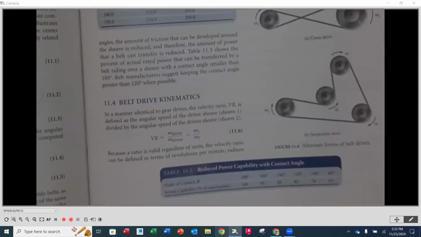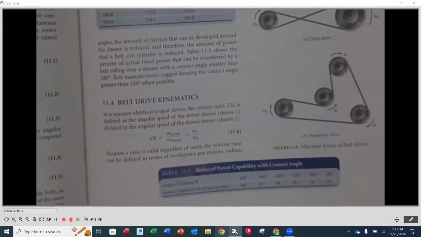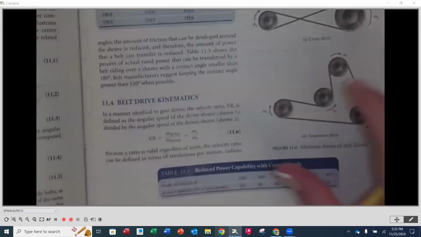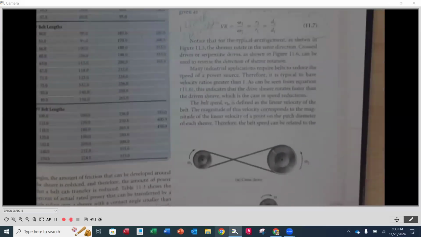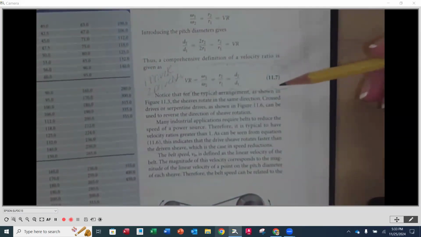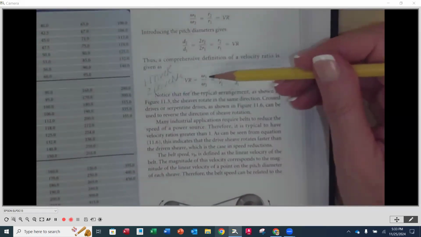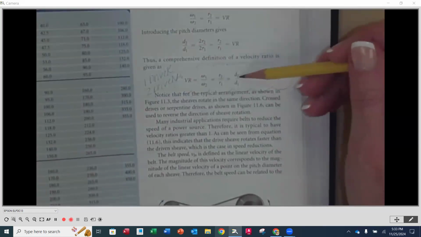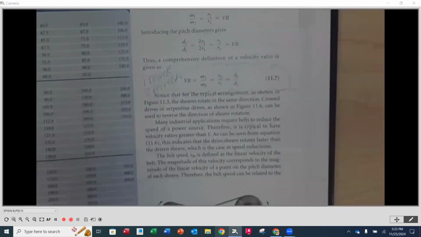We want to know how many times that driver is going to go around to get the driven to go around once. Additionally, other ways that we can do our velocity ratio are here in equation 11.7. Not only is it the angular velocities of the two sheaves, but we can take their radii or their diameters. Most often we use the diameters because that's usually what we base our design off of. So we'll be referencing back to the velocity ratios here as well.